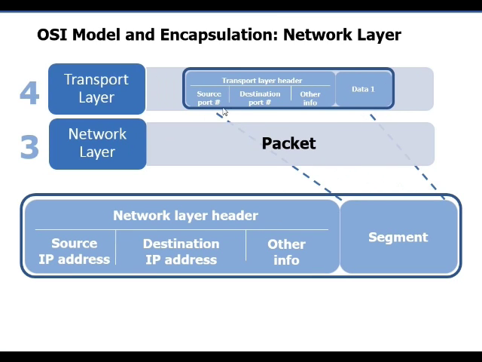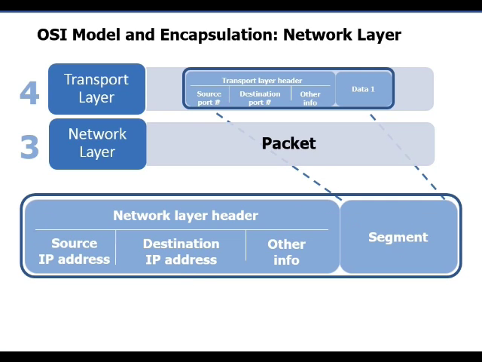Then we take the transport layer segment, and that becomes the data portion of our network layer envelope. And that network layer envelope is called a packet. And inside of the packet, we put in a source IP address, a destination IP address, as well as some other information to make Internet Protocol work. So the packet then becomes the segment plus network layer header information. So we're kind of nesting these envelopes.